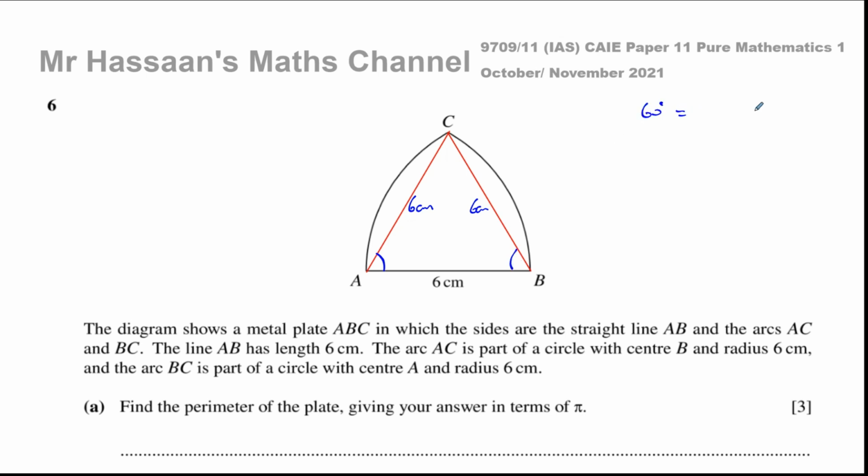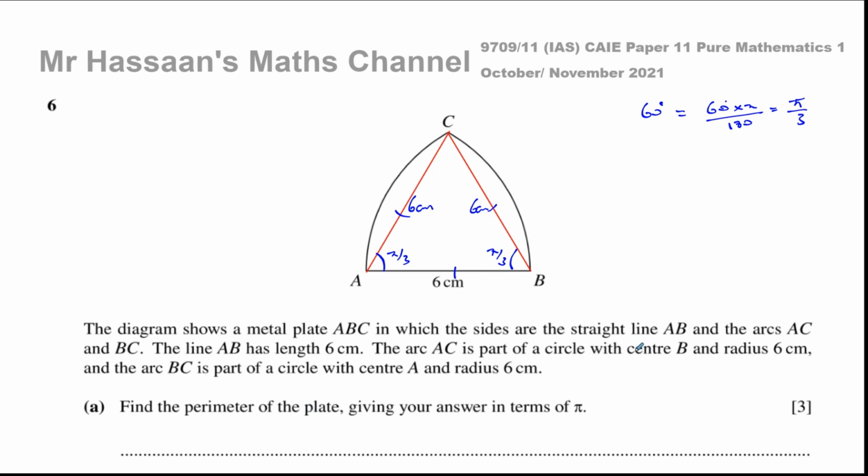To change degrees into radians, you multiply by pi over 180. So 60 degrees is going to be pi over 3 radians, since 180 degrees is pi radians. So this is pi over 3, and this is also pi over 3, because it's an equilateral triangle. These three sides are all the same. Now it says find the perimeter of the plate, giving your answer in terms of pi.